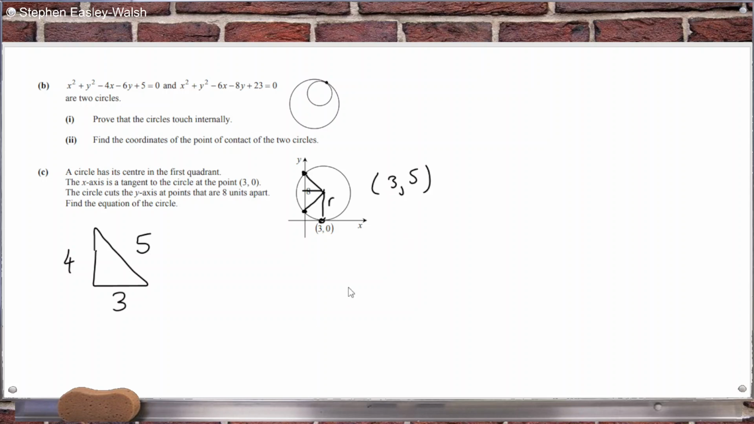So I'm done. It's x minus 3 squared plus y minus 5, sorry, not 5. Oh yeah, it's 5, because I go out 3, go up 5. Yeah, 3, 5. So x minus 3 squared plus y minus 5 squared equals 25.